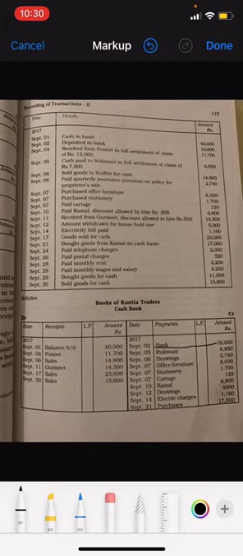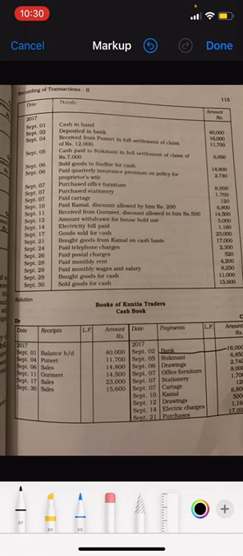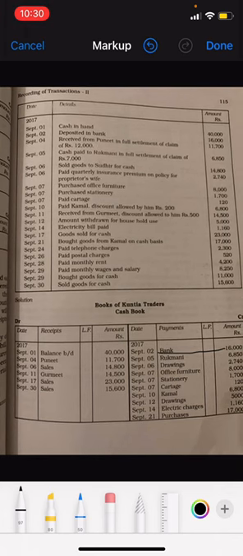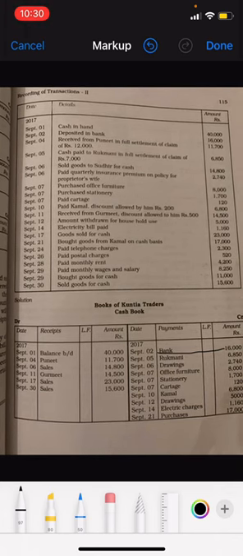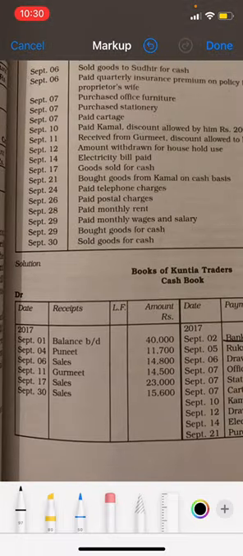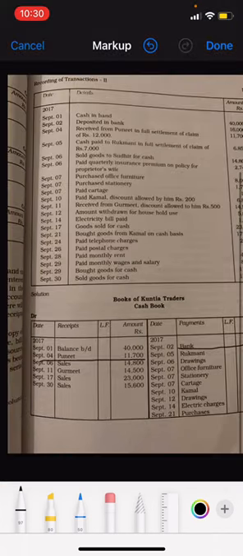Okay, next. Received from Puneet in full settlement of claim of rupees 11,700. That means you have received from Puneet 11,700 in full settlement of the claim of rupees 12,000. So the journal entry will be cash account debited to Puneet's account. So cash is debited. On the debit side, you have to write September 4, Puneet's 11,700. I hope this much is clear.